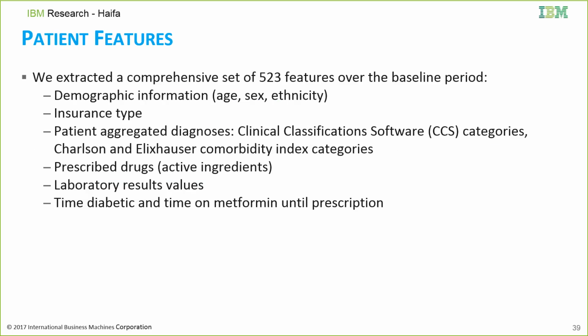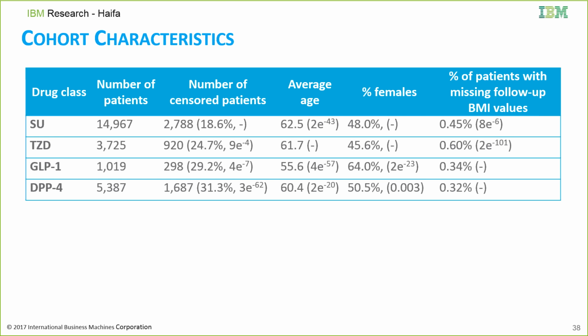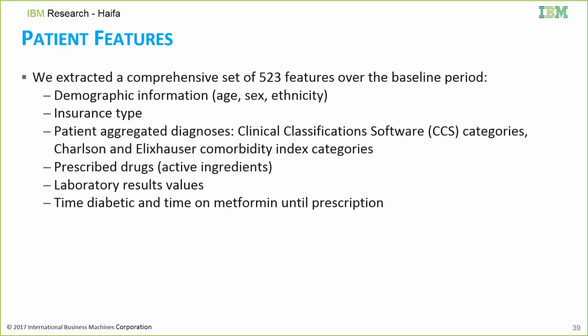As for features, we use again, I think here we have more impact on different features. Again, from different categories: demographics, socioeconomic status, diagnosis, drugs, lab results, and another one indicating how long the patient is diagnosed with diabetes, and how much time he or she is on treatment.